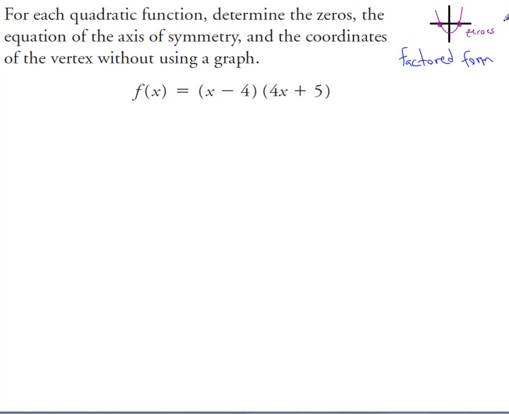Sometimes those are called roots. Sometimes those are called x-intercepts. Sometimes they're called zeros. So in your textbook, usually it's going to call them zeros. But just be aware, x-intercepts, roots, and zeros all mean the same thing. Okay, so let's see if we can figure out how this is going to work.